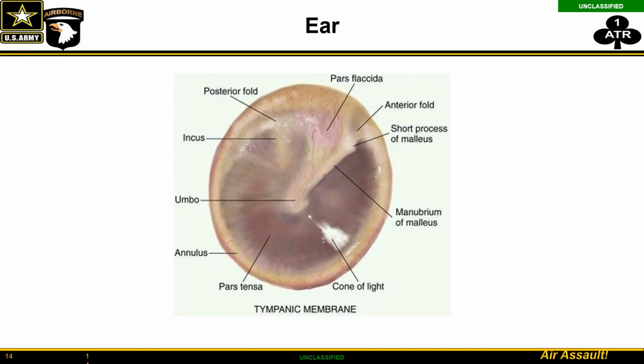And this is basically what the TM should look like if you look inside somebody's ear. You shouldn't see any holes in it. It shouldn't be very red and bulging. You should be able to see a cone of light. There shouldn't be bubbles collecting behind it. This is your normal that you should be able to compare it to.